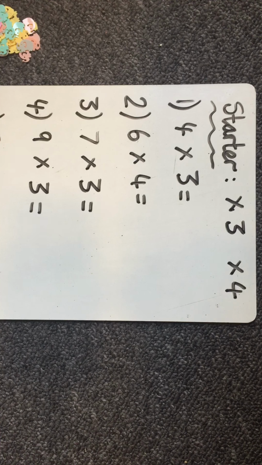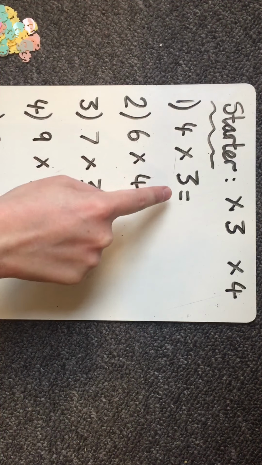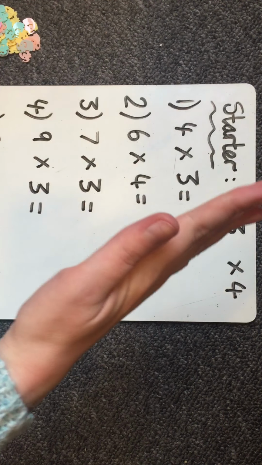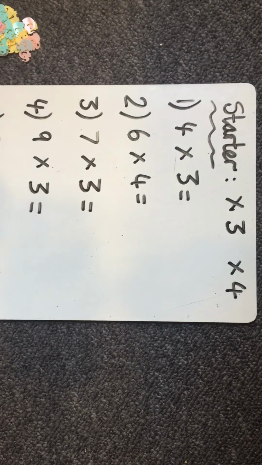To start with, we're going to revise timesing by 3 and timesing by 4. We did this last week, so it's a bit of revision. Think back to the different ways we used to help us solve our 3 and 4 times table. Let's do the first one together. So the first one says 4 times 3, or 4 groups of, or 4 lines of 3.